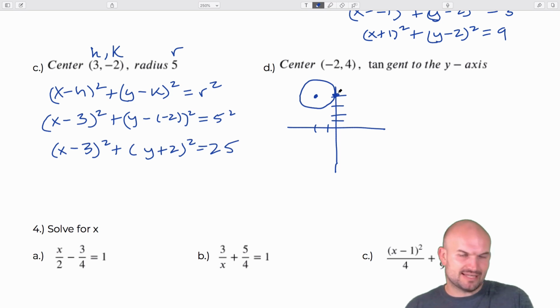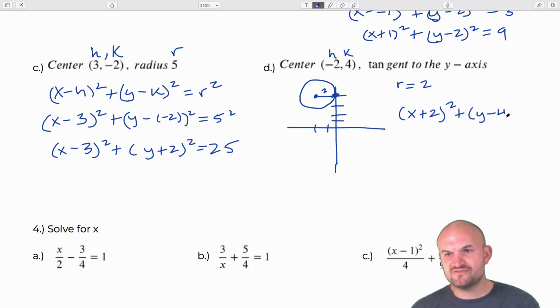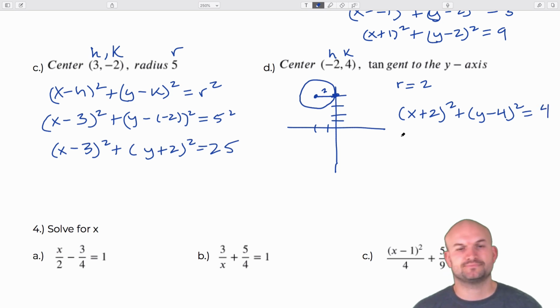Well, the nice thing about that, since it only touches one point, is we can see that the distance from there to there is 2. So we have our center, h, k, and now from graphing that, we can see the radius is going to be 2. So I'm just going to go and write the equation now. We have x plus 2 squared plus y minus 4 quantity squared equals 2 squared, which is 4.